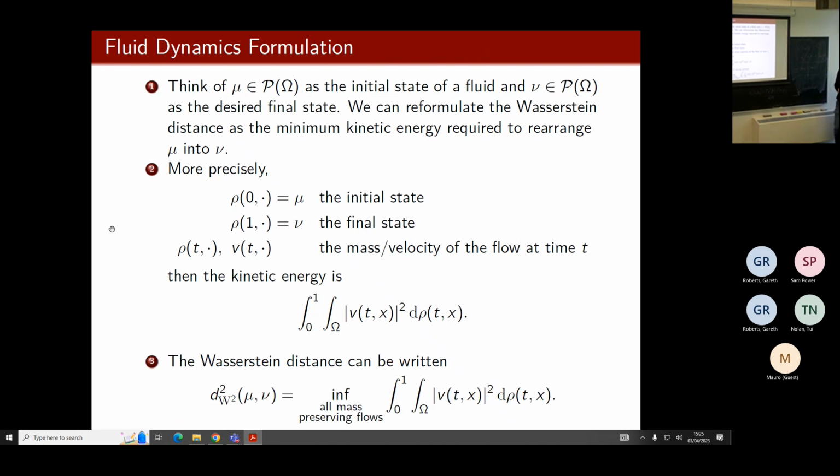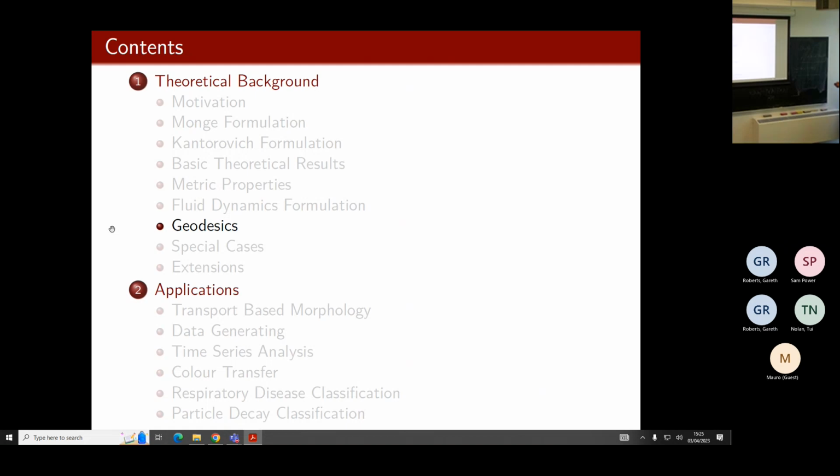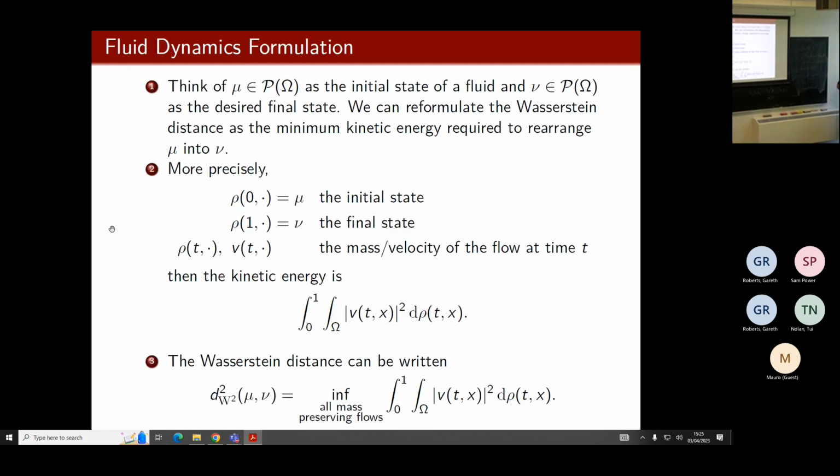Okay, so it turns out that the Wasserstein distance can be written as the minimum of the kinetic energy over all mass preserving flows. The mass preserving flows just means that my rho and my v have to satisfy the continuity equation, which it looks like I didn't write down, unless it's on the next slide. No, I didn't. I think this is like slide 60 or something, so I was getting tired as I was adding these slides.